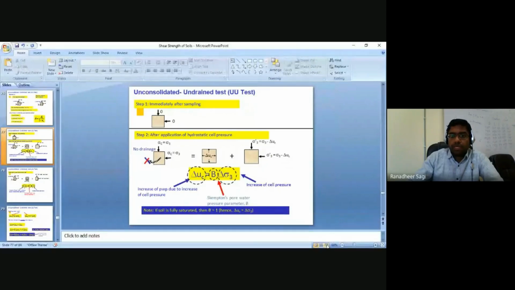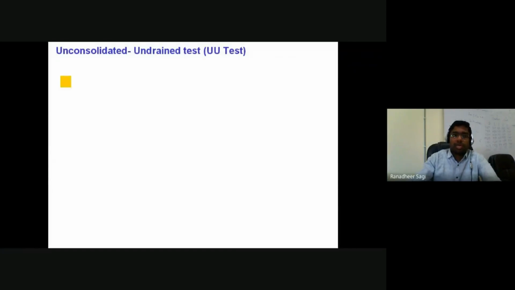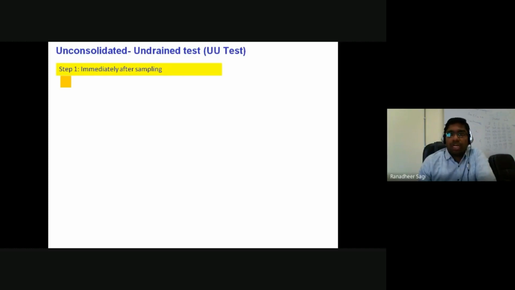In the last class, we were trying to discuss the unconsolidated undrained test, which in simple terms is also called the undrained test or UU test. We started talking about how we conduct the test on your cylindrical soil sample in the case of your UU test.